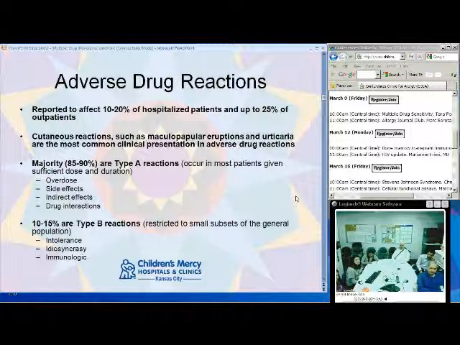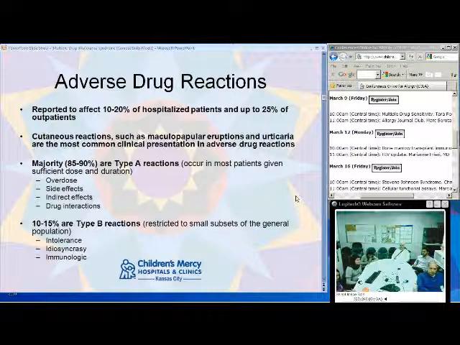Middleton actually divided these up into two types of reactions. Type A is the most common, and 85 to 90% of patients that have adverse drug reactions will be type A. These are reactions that occur in the general population if they're given a sufficient dose or duration of the drug. Examples are overdose, like hepatic failure with acetaminophen; side effects, so nausea or headache with methylxanthine; indirect effects, like the GI bacterial alteration after antibiotics, such as C. diff infections; and drug interactions, where you have increased levels of digoxin with erythromycin. All of these are things that the general population could get, not necessarily a true IgE-mediated allergy to the drug, I should say, not an allergy.